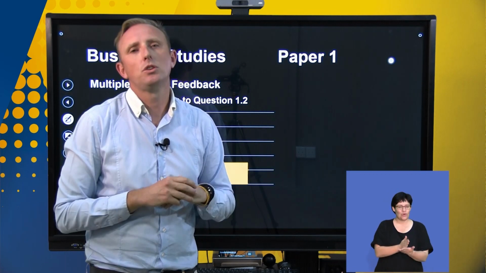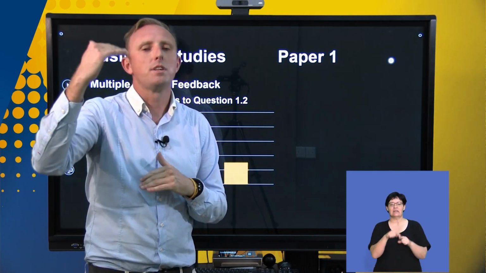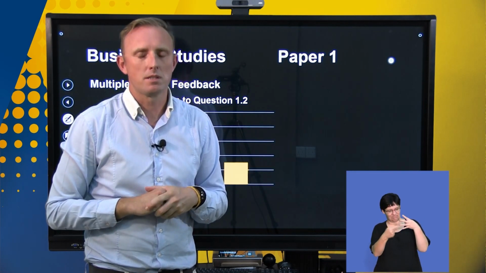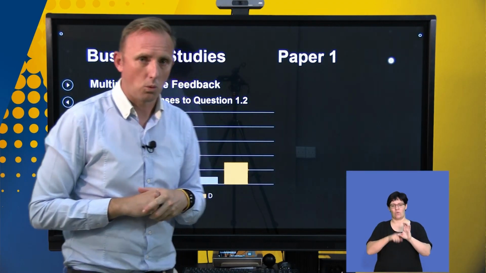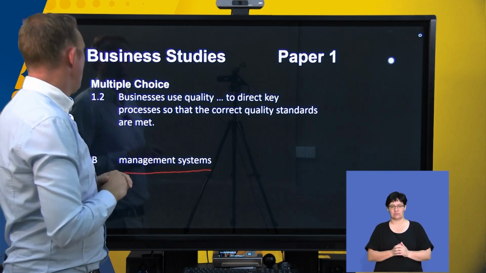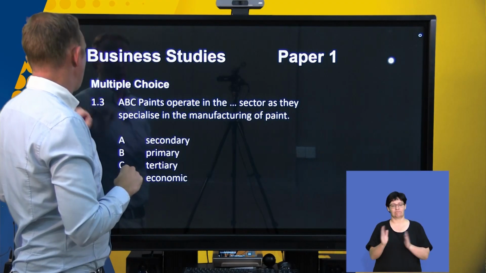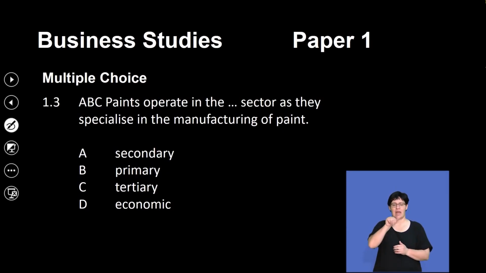Just make sure that you understand the differences in the different elements that make up quality. All right, so if we go on to our next question, ABC Paints operates in the sector as they specialize in manufacturing of paint, right?